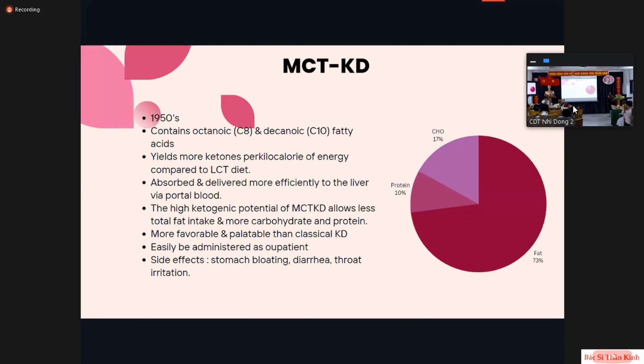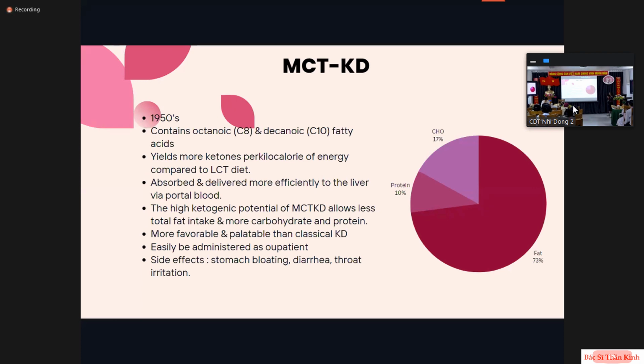Now, the thing about MCT-KD is it yields more ketones per kilocalorie of energy compared to the long-chain triglycerides in your classical ketogenic diet. And for that reason, you get to reduce your amount of fat and be a little bit more liberal with your carbohydrates. So you can see that your amount of fat has come down from 90% in the classical to about 73% here. And they're a bit more liberal with regards to the carbohydrate and protein.